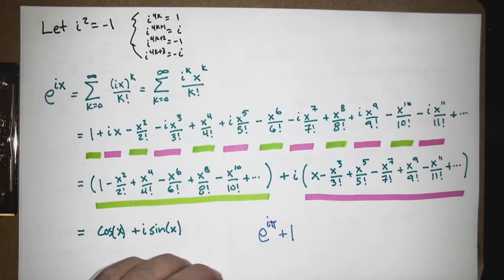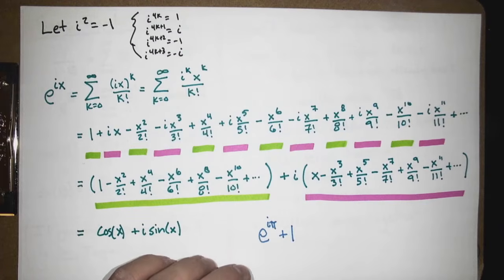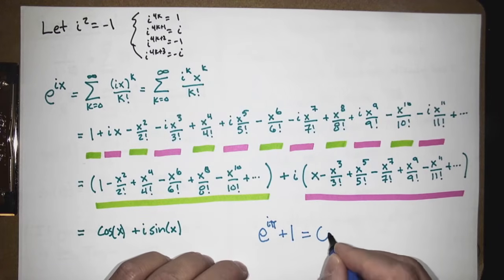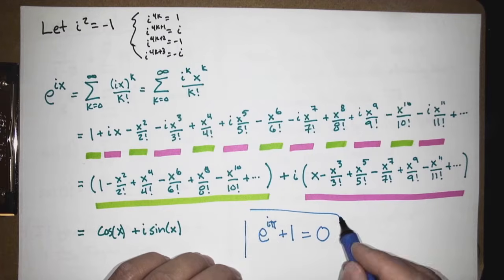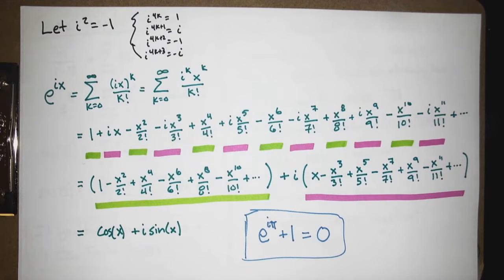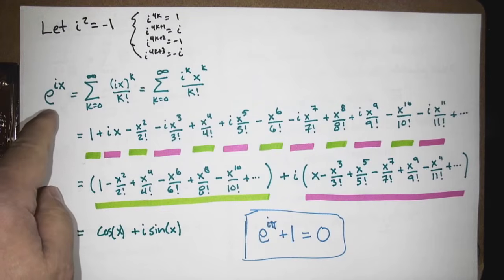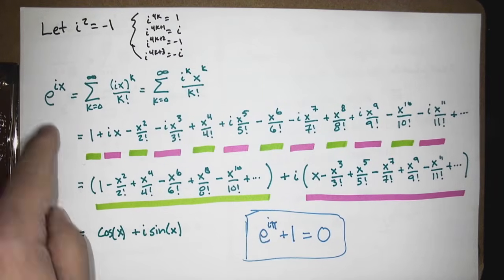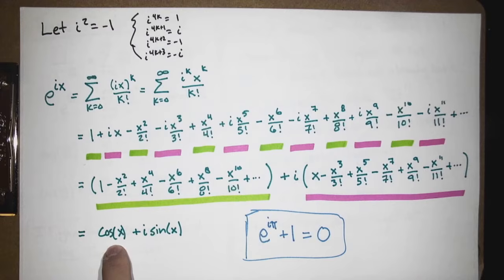Does anybody know this one? It's 0. Some people say this is such a great equation because it involves so many cool math things. Now, why is it true? Well, plug in pi. Cosine of pi is minus 1, sine of pi is 0. And so you end up with e to the i pi is minus 1, plus 1 is 0.